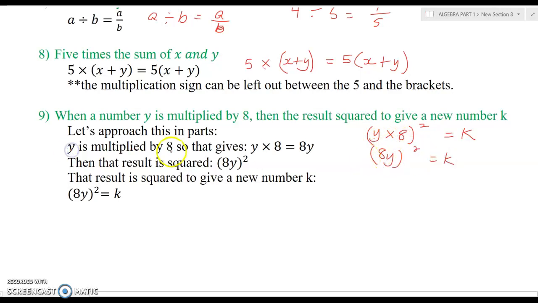So y is multiplied by 8, which gives 8y. Then that result is squared, to give a new number k. So it's important to do these questions in pieces, right? Don't rush it. Read each part of the sentence in parts, and then try to write it out.